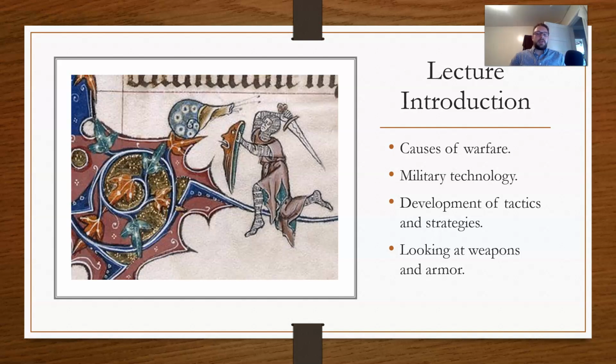So, what this lecture is about is some of the causes of warfare. Of course, we're not going to cover all of them, but some of the primary concepts, to supplement the course. And we're going to look at some of the innovations of military technology that transpired from antiquity to early modern Europe. We're also going to look at the development of tactics and strategies. And the last portion is going to be kind of show and tell. I got some cool examples of pieces from museums, and we're going to look at some interesting videos about the full suit of armor. That being said, let's get into the lecture.